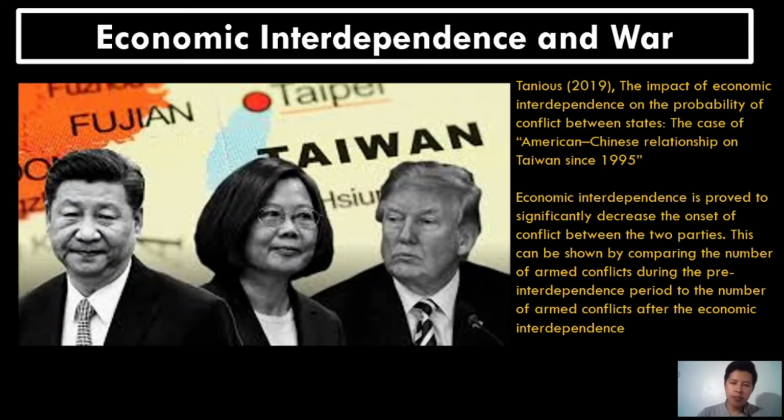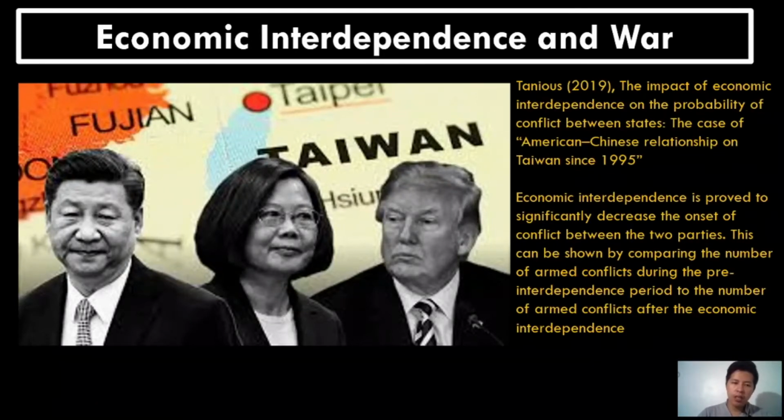But economic interdependence played a very important role in the prevention of war in the entire world. Tanius in 2019 published a study in a refereed journal which provides that economic interdependence has been proven to significantly decrease the onset of conflict between two parties. This can be shown by comparing the number of armed conflicts during the pre-interdependence period to the number of armed conflicts after economic interdependence. The study, The Impact of Economic Interdependence on the Probability of Conflict Between States, focuses on the American-Chinese relationship on Taiwan since 1995, meaning that economic interdependence actually helped the countries be friendly to each other because they are at some point interdependent.